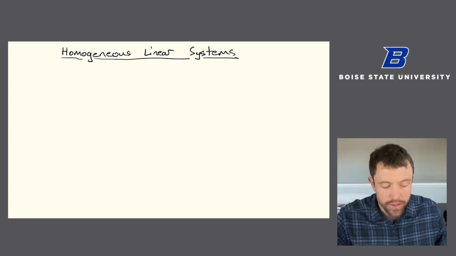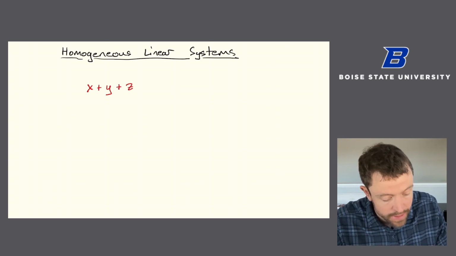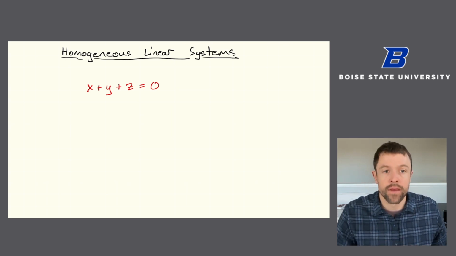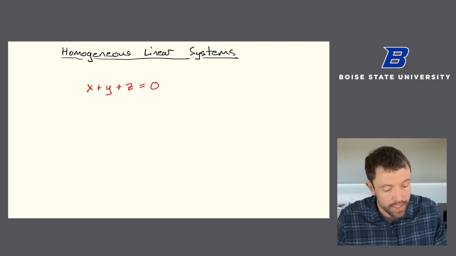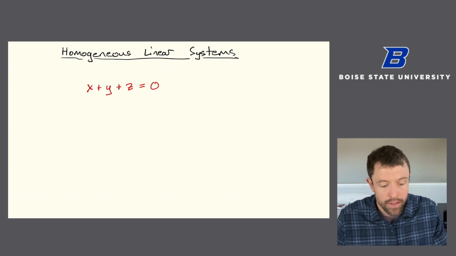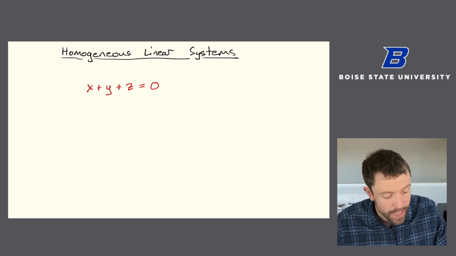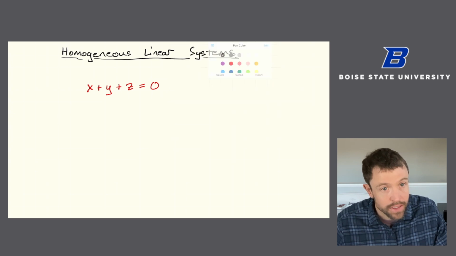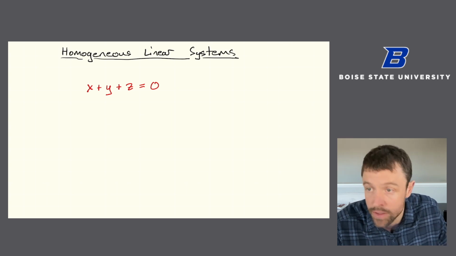A homogeneous linear equation is something like this: x plus y plus z equals 0. And what makes it homogeneous is the fact that our constant term is 0. So what's a homogeneous linear system? Well, you might just be able to guess. A homogeneous linear system is a linear system where all of the equations are homogeneous.